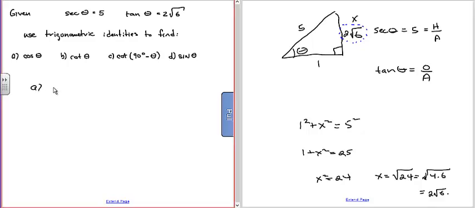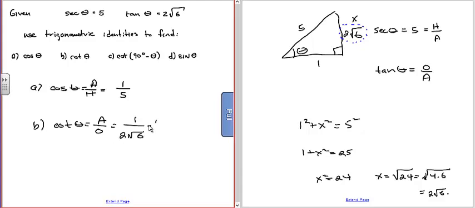So A, cosine of theta is just adjacent over hypotenuse. My adjacent is 1 and my hypotenuse is 5, so I get 1/5. B, the cotangent of theta is adjacent over opposite, so that's 1 divided by 2 times the square root of 6. Again, we're going to multiply and divide by the square root of 6. So you get the square root of 6 over 2 times 6, or square root of 6 over 12.